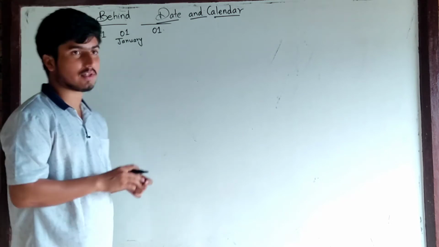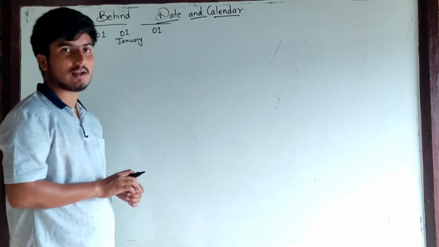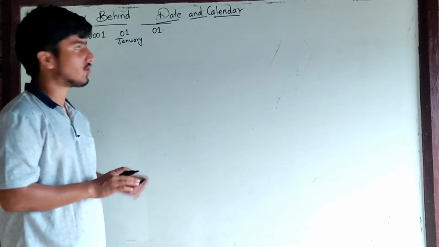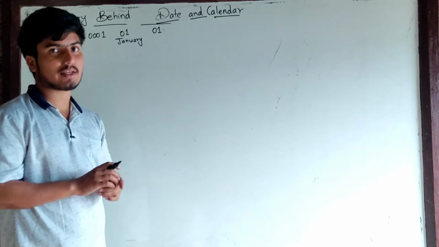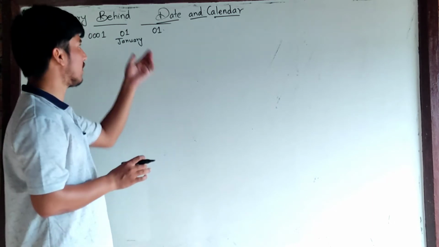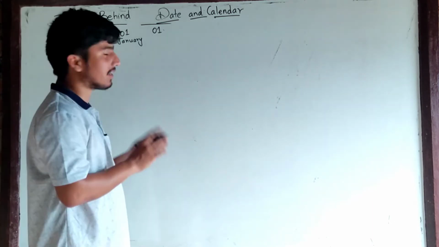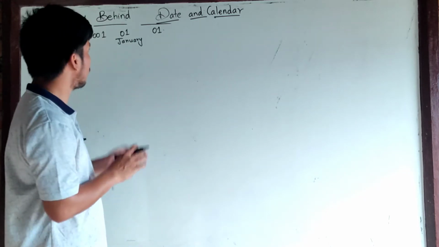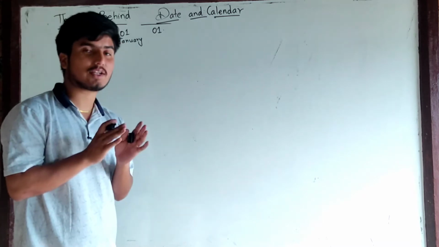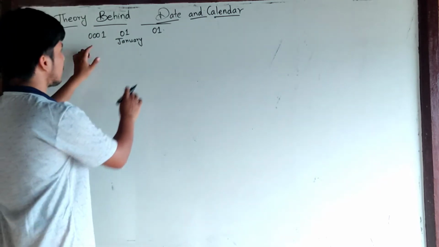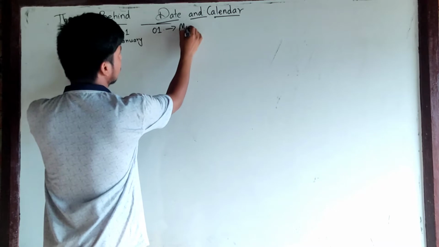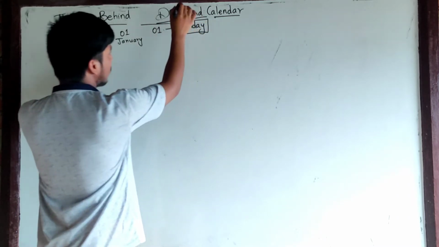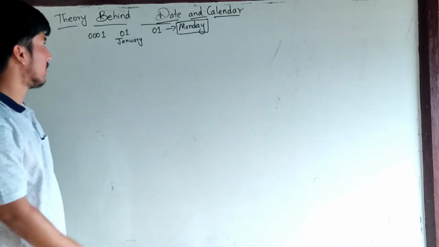Because there used to be different calendars in the past. Julian, and later the Gregorian calendar was added. The trick we are performing is applicable to the Gregorian calendar, which was added much later in history. So we suppose that according to the Gregorian calendar, this date was Monday.